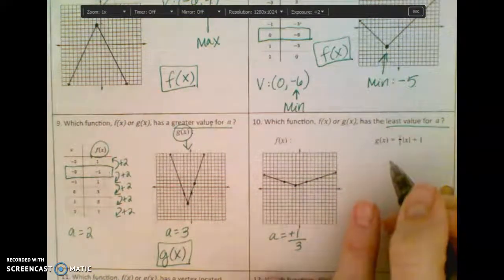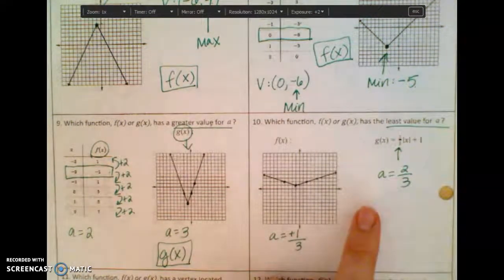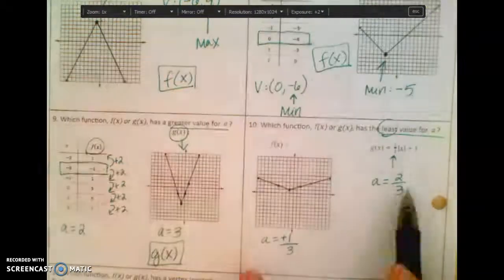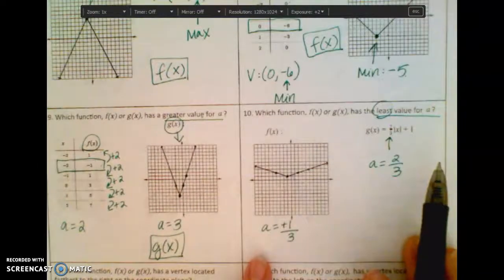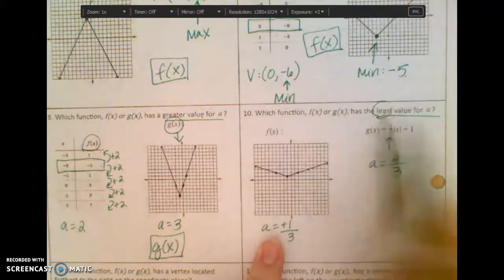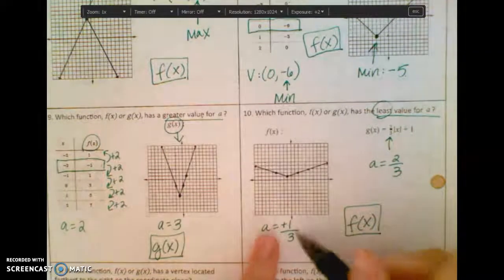g of x. This one, all we have to do is look at it and see what number is in front of those absolute values. That's my a. A is 2/3. We want to know which one has the least a value. So which one is smaller, the 1/3 or 2/3? Well, that is 1/3. So which function has the least a value? f of x, because it has the a value 1/3.